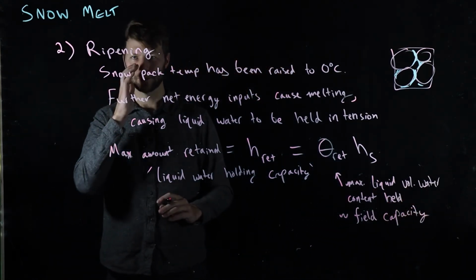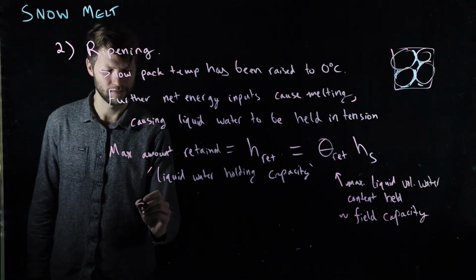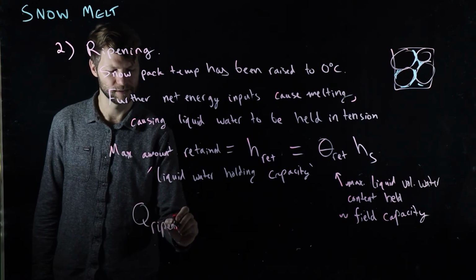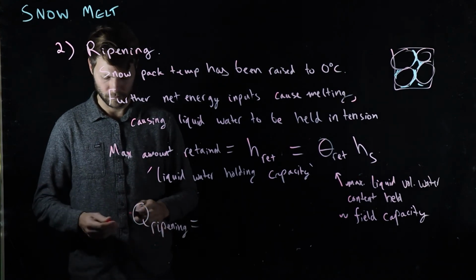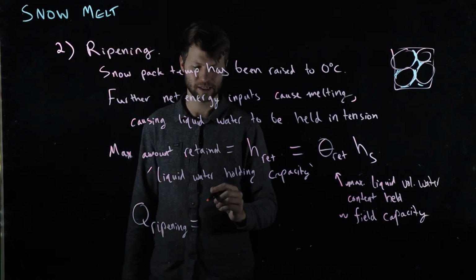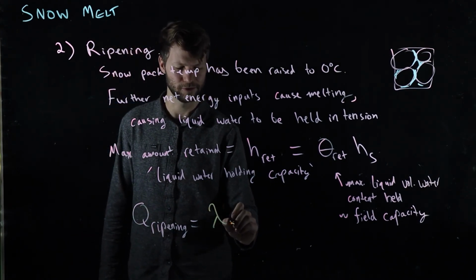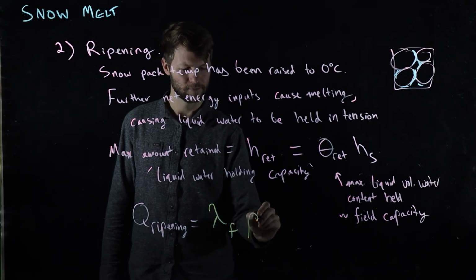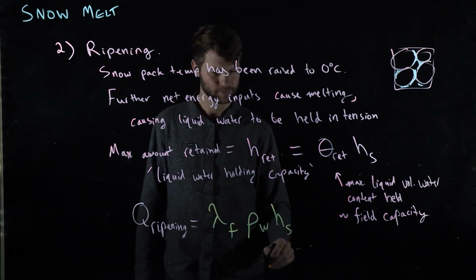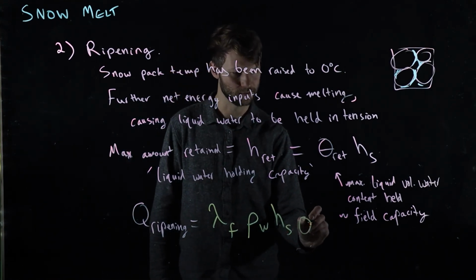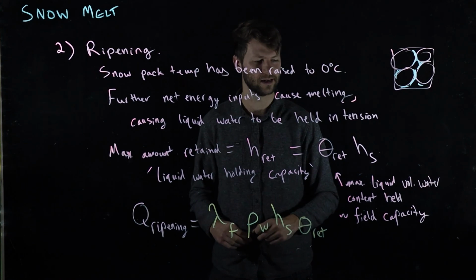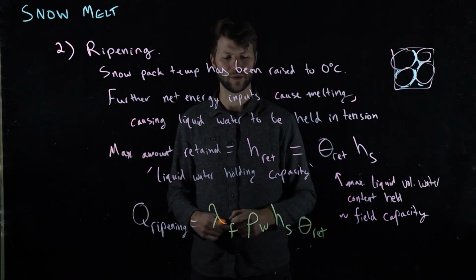Now, we were doing an energy balance before. Let's keep doing that. The amount of heat required for the ripening phase, we're no longer talking about specific heats because there's no longer a temperature change. Instead, we need to be talking about the latent heat. So we've got the latent heat of fusion, our friend, the latent heat of fusion, the density of liquid water, the height of the snowpack, and then we're going to multiply it by this term theta sub RET, the maximum liquid water content that's held, the volumetric water content.